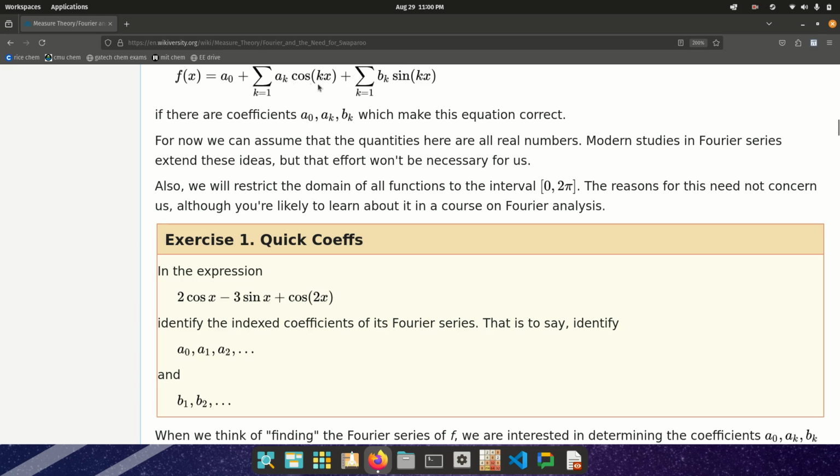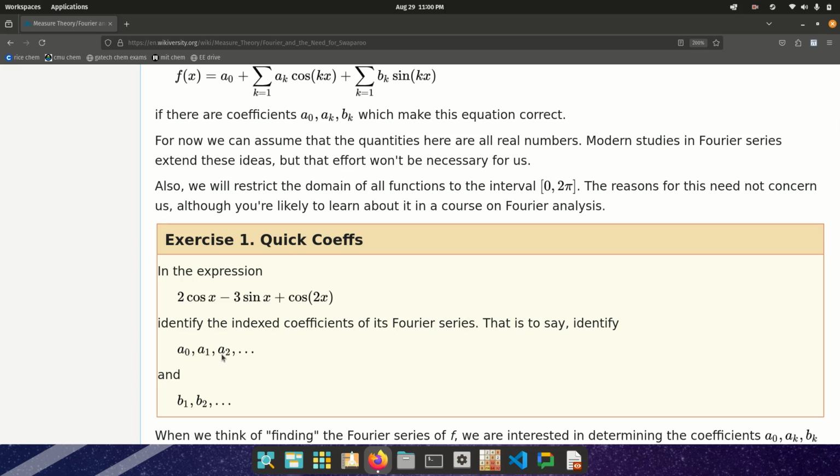And when we look back at the complex wave, the one with 2 cosine x, that cosine x has to be the one with k equal to 1, and its coefficient is equal to 2. So a sub 1 is equal to 2. So there you go.